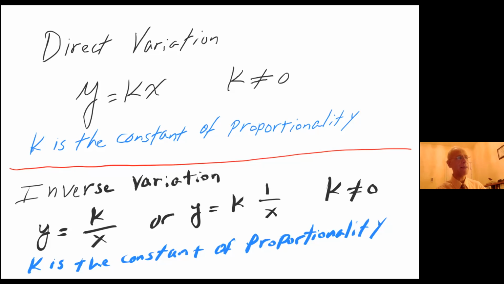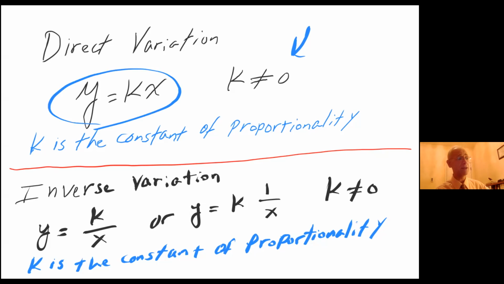For the purpose of our class, we use y equals k times x. Two things to remember: k cannot equal 0. Obviously, if k is 0, then everything is 0, and that's not interesting at all. And k is a constant. K is a constant of proportionality, and it is not 0. So the formula for direct variation is just simply y equals k times x.